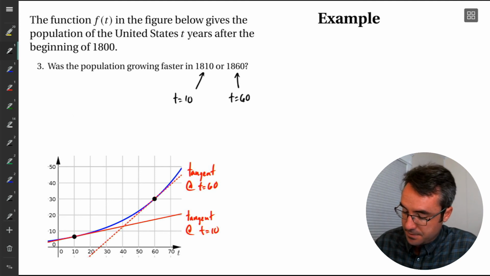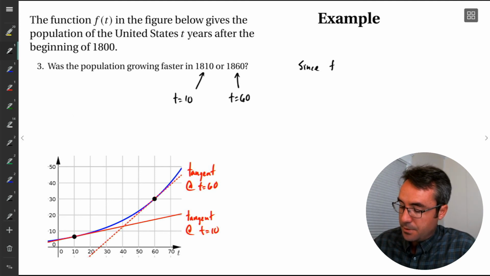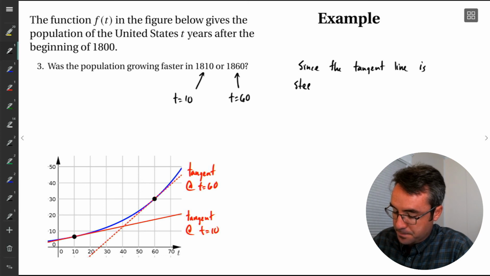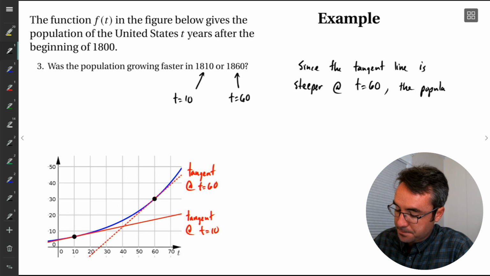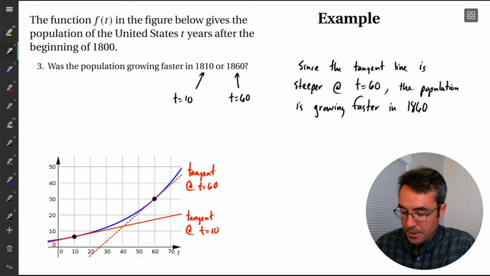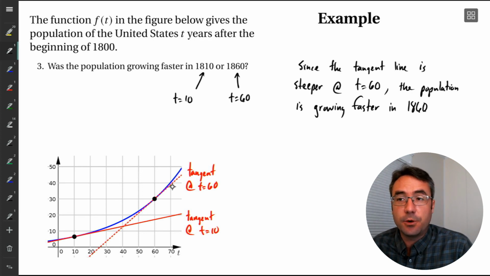So since the tangent line is steeper at t equals 60, the population is growing faster at that year. So this steeper tangent line means it has a larger slope, larger positive slope.